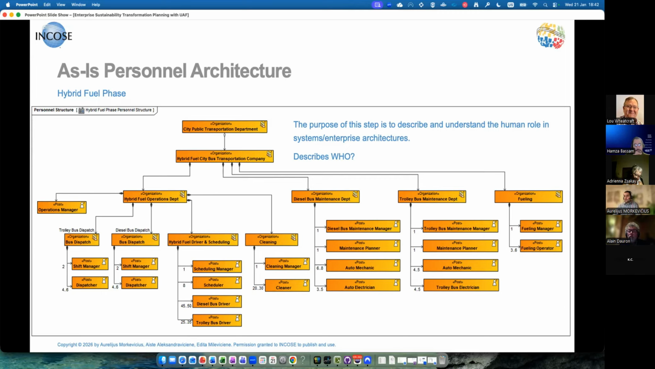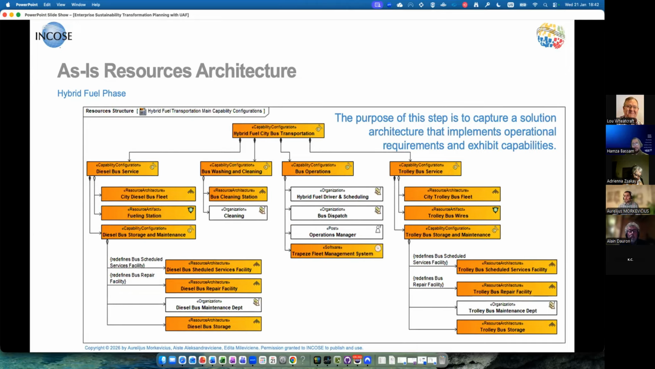This is where we describe who is really implementing those operational scenarios. But then together with the human resources, we have other kinds of resources. So we have facilities, we have different systems. We have, for example, as you can see, fueling stations and the diesel bus fleet, which is then detailed with the different types of buses. On the bus operation side, as you can see now, in white you can see the human resources that I showed in the previous picture. And now in orange, you see the different systems, software and hardware that are currently in the city bus enterprise.